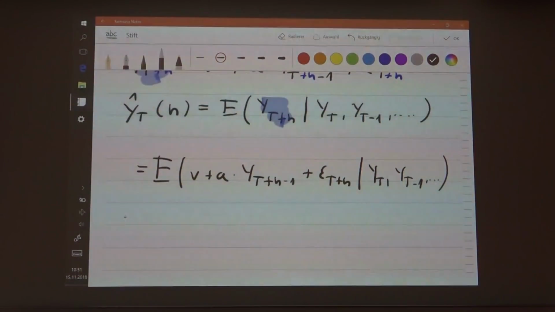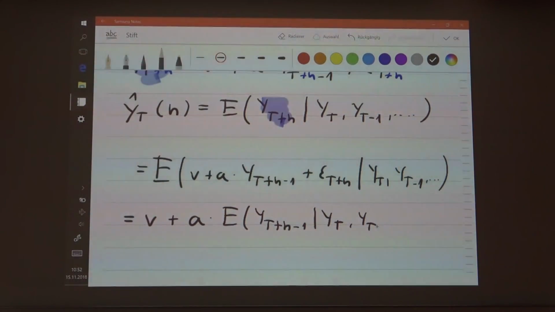Now this is relatively easy to examine, because this is going to be the constant plus a times the expectation. The expectation of a linear transformation is equal to the linear transformation of the expectation. So this is the constant plus a times the conditional expectation of y at T plus h minus 1 given the past of the process, plus the conditional expectation of the noise. Now, guys, the conditional expectation of the white noise is always equal to 0. So then plus 0, you could add this here, but you don't have to.